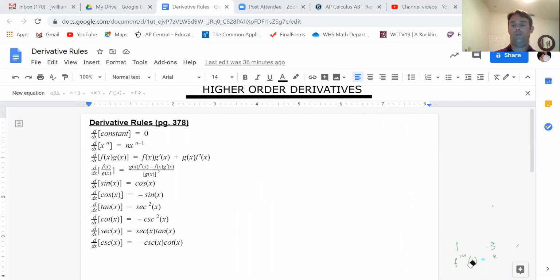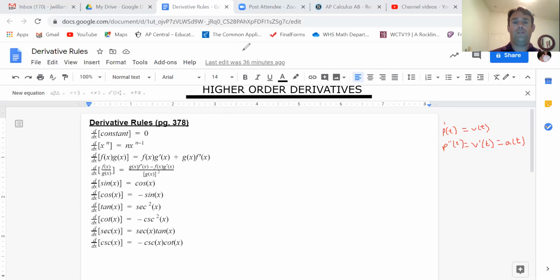So we said position, the first derivative of position is velocity. The second derivative of position is the first derivative of velocity, which is acceleration. Every time we can kind of build a little bit on particle motion, we're going to.